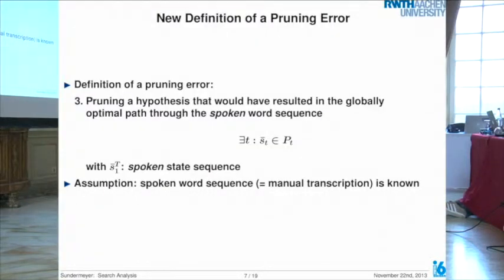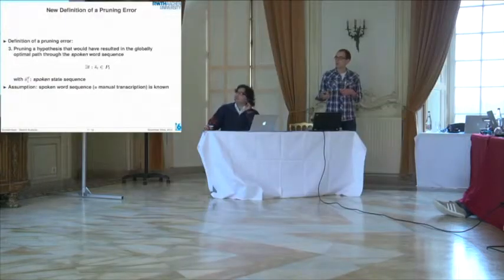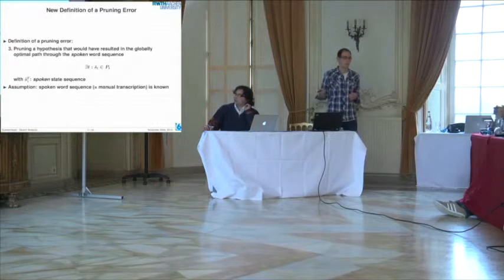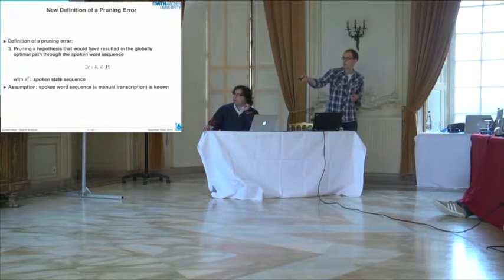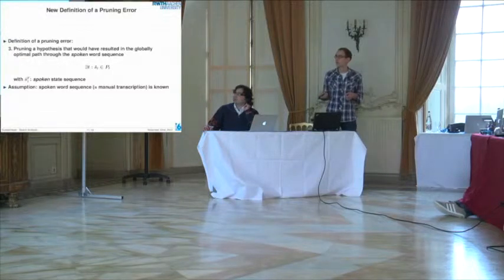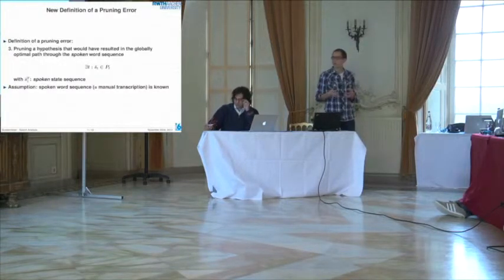And we say such a pruning error occurs when we prune a hypothesis that would have resulted in the globally optimal path through the spoken word sequence. So the emphasis in this case lies on the spoken, and we will shortly see what is actually meant by this. The spoken state sequence now is indicated by this sequence S bar from 1 up to capital T, so the full time sequence. And I should mention that the assumption here is that the spoken word sequence, so the manual transcription, is actually known.